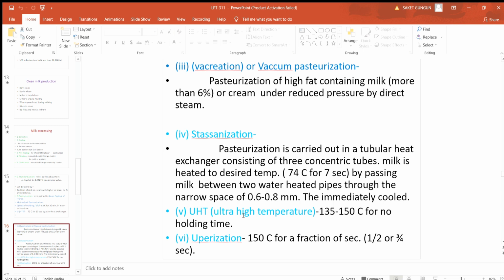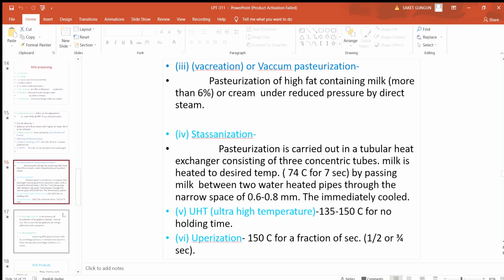Ultra high temperature, UHT milk. In this process, milk is heated at 135 to 150 degrees Celsius with no holding time. Vaporization. Milk is heated at 150 degrees Celsius for a fraction of a second, half or three fourths of a second.